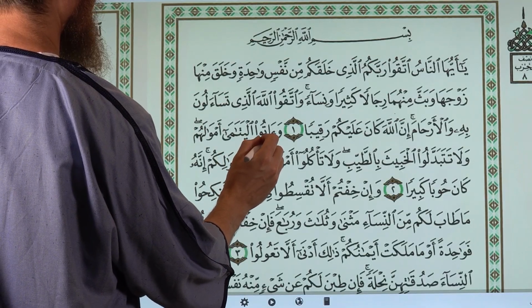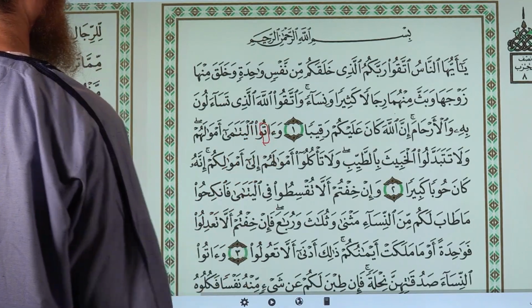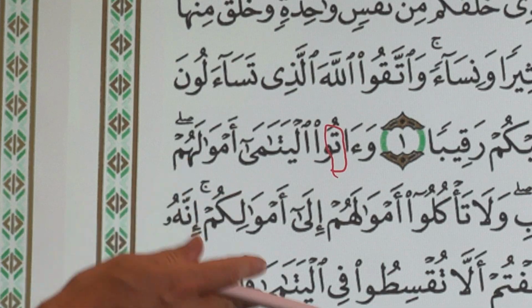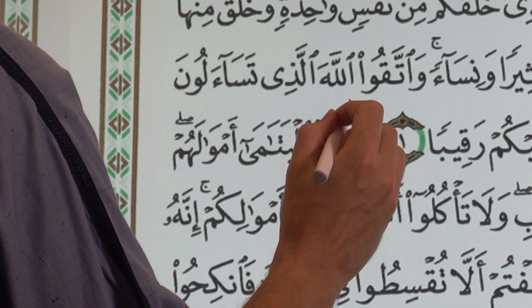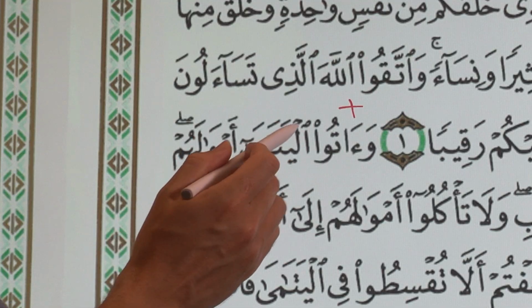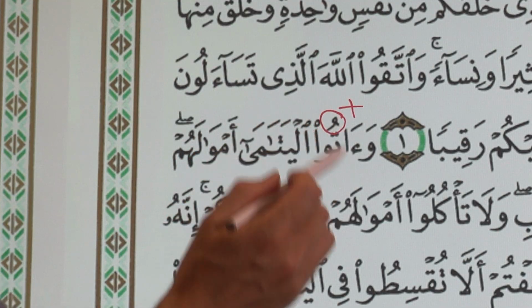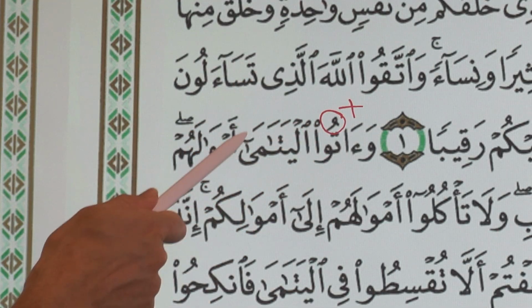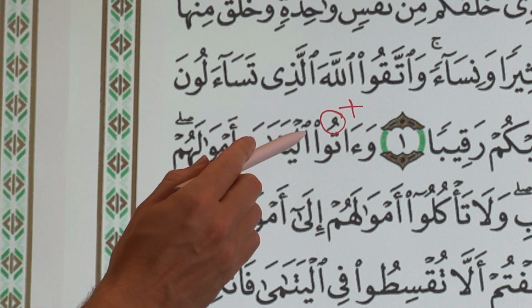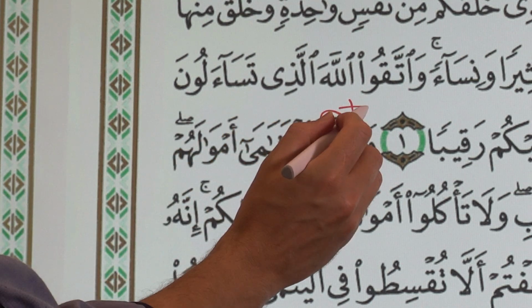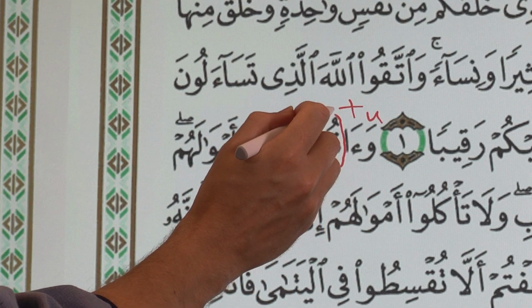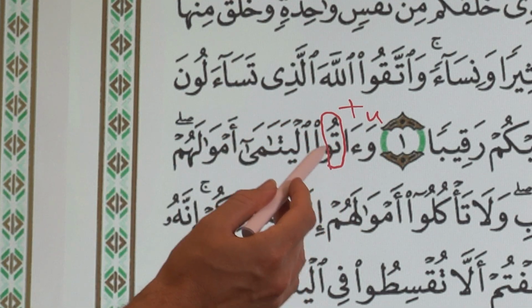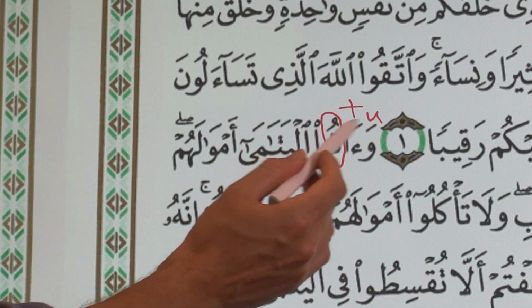Next, let's take a look at this letter here. What letter did we learn that has 2 dots above? This is the letter ta, which sounds similar to the English T. After identifying the letter, next we identify the haraka, which is a loop written above a letter. This is the dhamma, which sounds like the English U. So here this letter and haraka is pronounced tu.